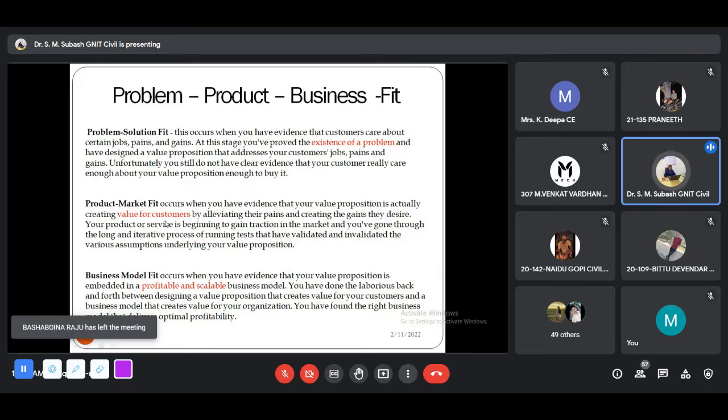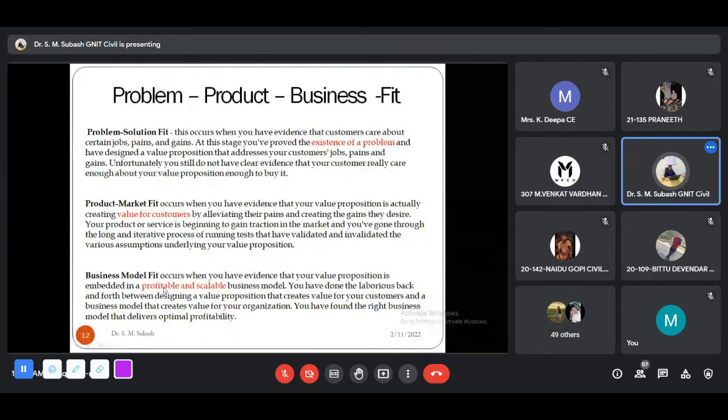The customers are the main thing for you. If customers accept your product, you will get the profit. How to find whether a customer has accepted or not, I will show in the following steps. Then profitable and scalable. Once the customer accepts, you will get the profit. Initially we will go with the minimum profit, then we will go for the larger profit.